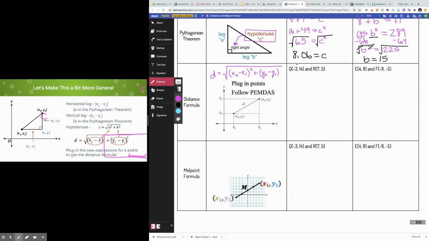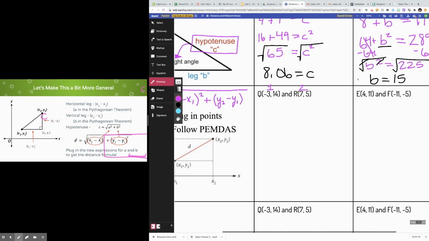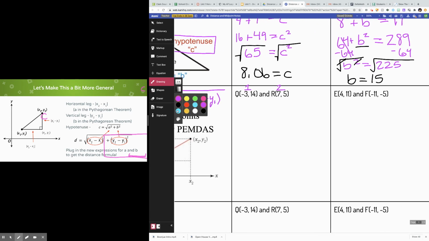That worked on the number line, so it's the same thing here when we're talking about distance on a coordinate plane. Typically, I read from left to right, so I call the first point I see point number 1, and the second point I see point number 2. Let me zoom in on this just a little so we can see it better. That means this -3 is x1 and 14 is y1. Then for R, 7 is x2 and 5 is y2.